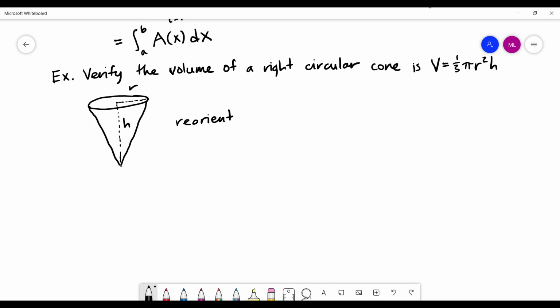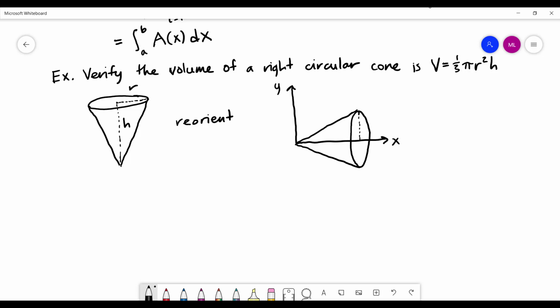So the way that I'm going to do that is as follows. I'm going to draw it this way. Let me put my y-axis here, my x-axis here, and I'm going to reorient this cone this way. So here is that exact same cone.